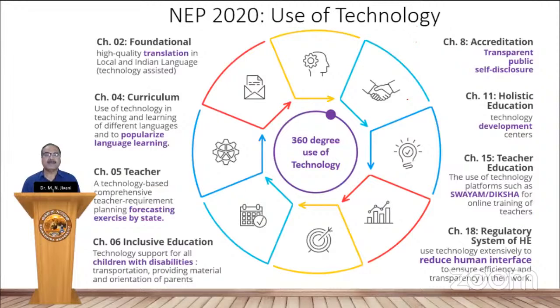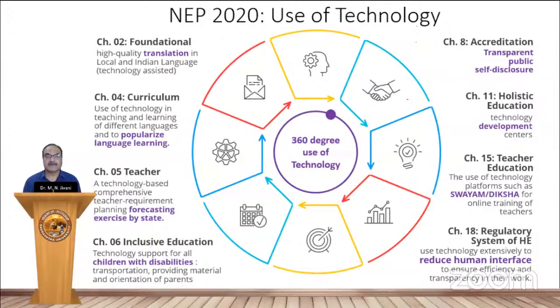Now, when we are talking about technology, you will find this word or the implementation of technology in the entire manual. So I have given it a name, 360-degree use of technology. In chapter 2, the manual is talking about translation, where we also have to use technology, how one can get an idea about the various languages and how technology will help us translate one particular language. Then in curriculum design, the manual is talking about how we can popularize the use of language, so we can use technology for popularizing language learning. Then teacher training, how one teacher is fit and how one teacher is not fit academically. That is also done through technology.